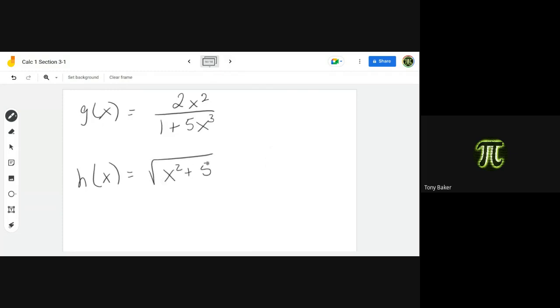Can I split that apart? No. You can split multiplication, addition and subtraction under a square root.